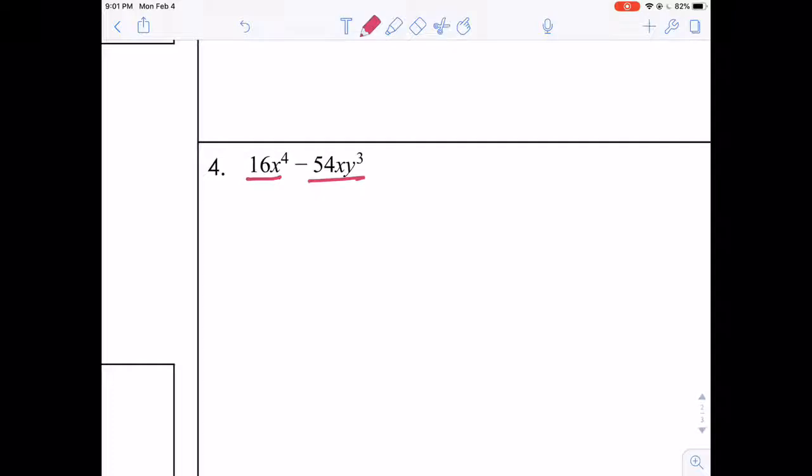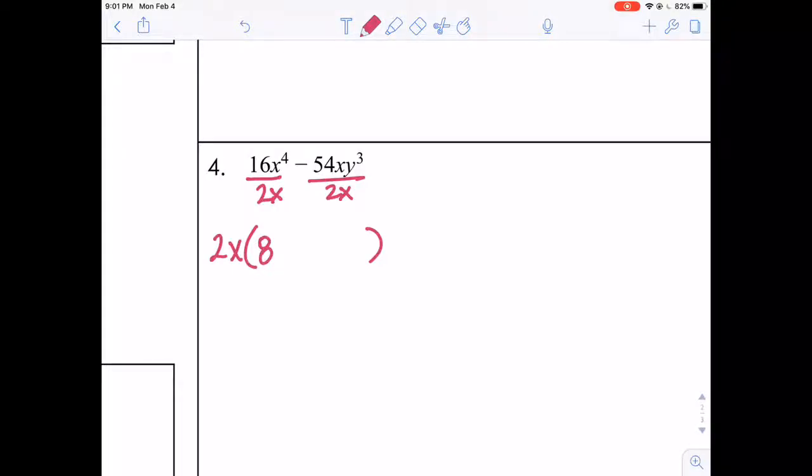Something I know I can take out of both of these is a 2. As well as I see x to the 4th here and an x there. So I'm going to take an x out because I can take an x out. So I'll leave the 2x on the outside. And then I'm going to have 8. And this will make 3 and cancel with that. So I'll have x to the 3rd minus, and then 54 divided by 2 is 27. And these x's will cancel. I'll be left with y to the 3rd.